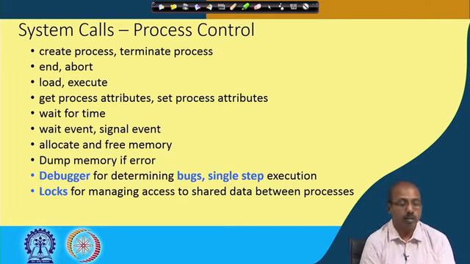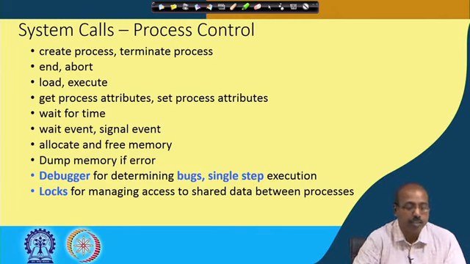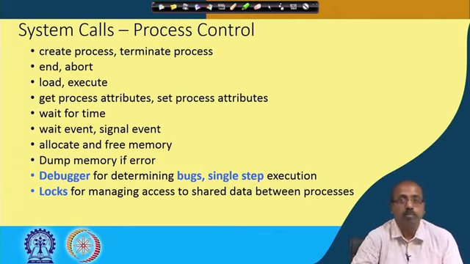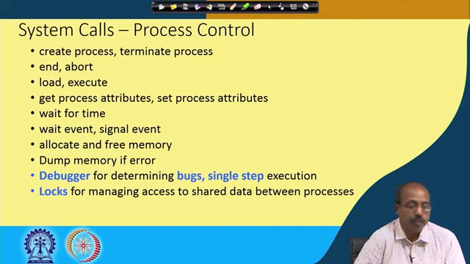Then some process may like to wait for some time, that is, between two operations it wants to introduce some delay. So, it wants to wait for some time. When that time is over, the process should be informed, and the process will resume its execution from that point. Then there are wait for event and signal event.